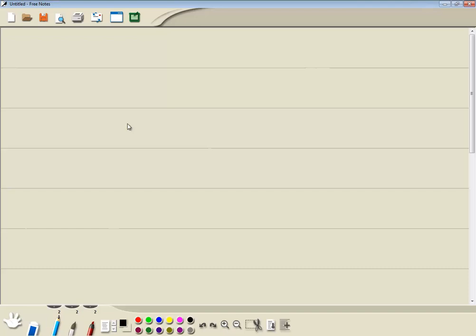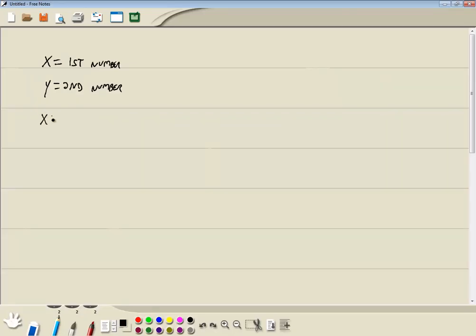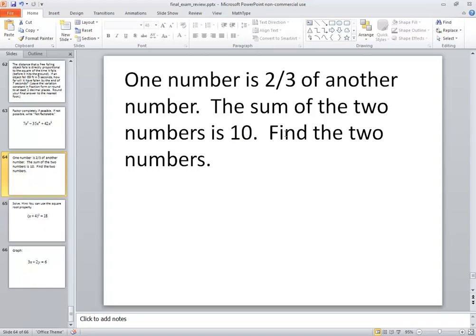Okay. So, let's say x is the first number, and y will be our second number. Now I notice that it says the sum of the two numbers is 10. So they're telling us that x plus y is equal to 10. And it says one number is 2/3 of another number.